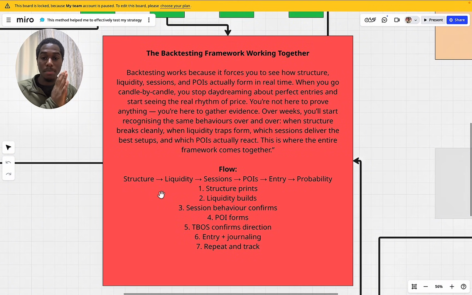Now, the backtesting framework working together. Backtesting works because it forces you to see how structure, liquidity, sessions, and POIs actually form in real time. This way you're not guessing, you're not just saying, oh, this happened because of this. You have a reason behind everything, so you have a lot more conviction going into the market. You feel a lot more confident.